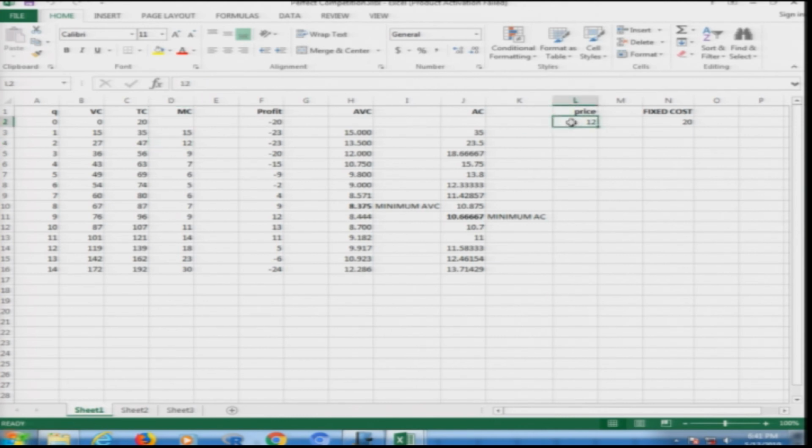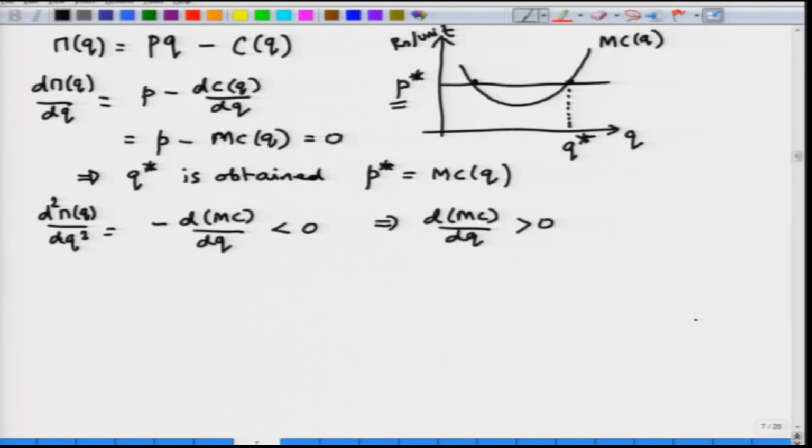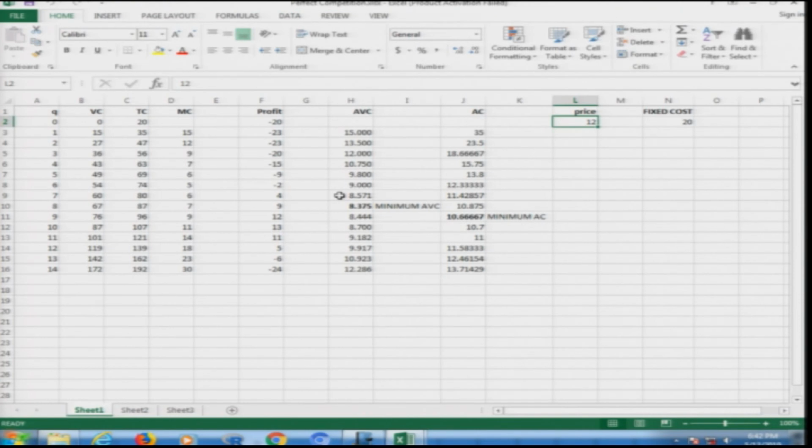Suppose that the price P star is equal to 12. So, the price P star is obtained from the market demand and the market supply curve. If the price is P star, which is 12, what quantity should the firm produce? Well, we saw that the profit maximizing condition for a firm is that the optimal quantity Q star must satisfy the condition price is equal to marginal cost. So, if we apply that same rule, price equals marginal cost when the price is 12 rupees per unit.